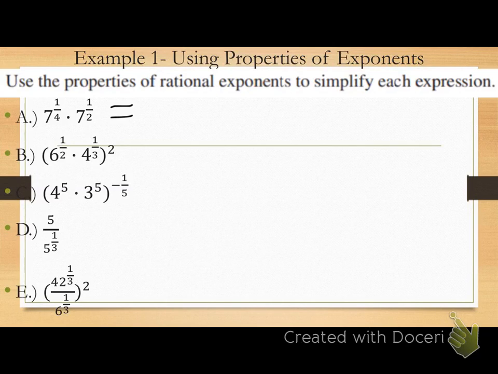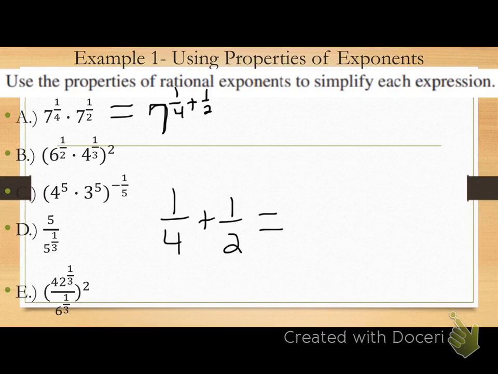So what do I need to do here to help me simplify this expression? Y'all haven't told me what I need to do first in order to get the same denominator. What do I need to do with my exponents? Add them. There we go. They have the same base, right? So we're multiplying with the same base. I can just add my exponents. So yeah, we're adding 1 over 4 plus 1/2.